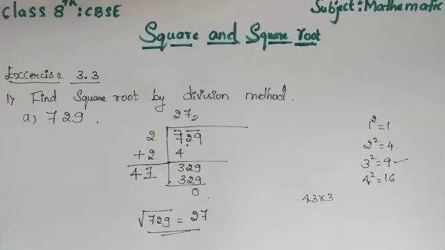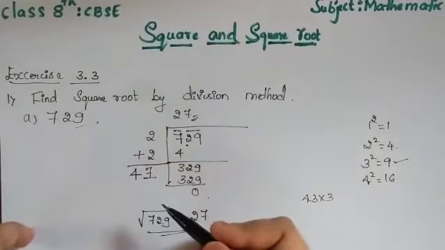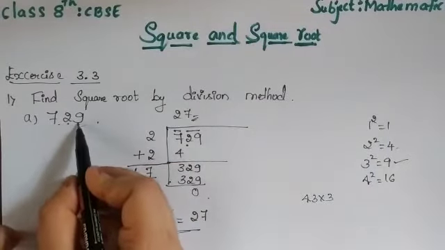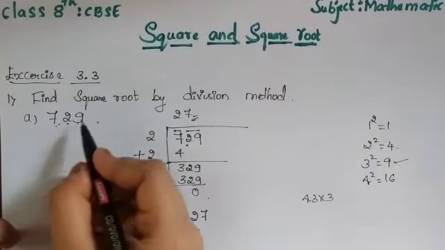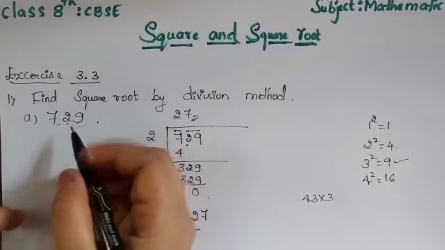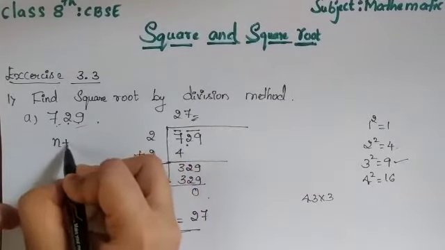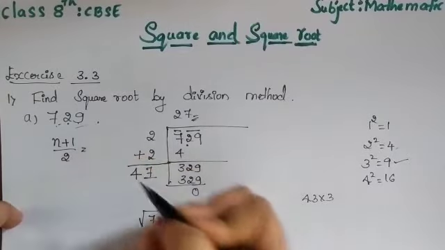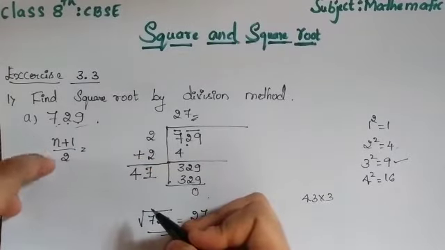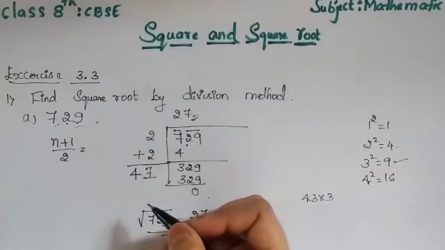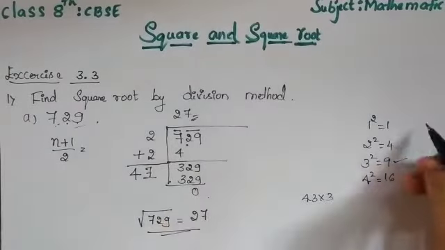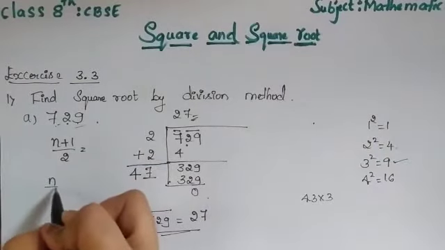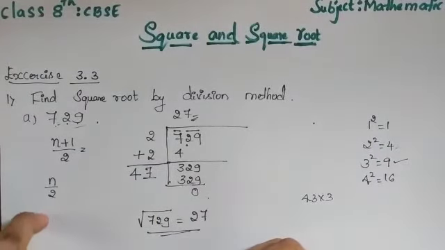Before finding the square root by the long division method, we can predict how many digits this square root contains. If I see how many digits are there, 3 digits are there. That means it is an odd number of digits. For odd, there is a formula: n plus 1 divided by 2, only for odd numbers. If the number is even, that means if there are 4 digits, then the formula will be n divided by 2. So the formula for even is n divided by 2, and for odd it is n plus 1 divided by 2.